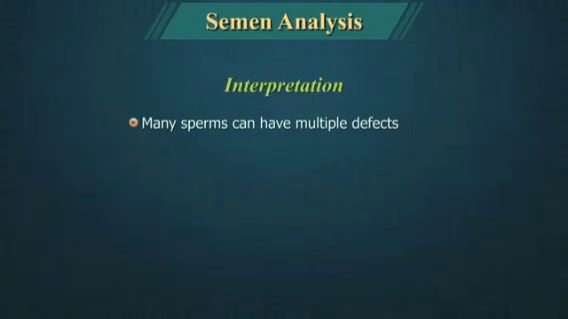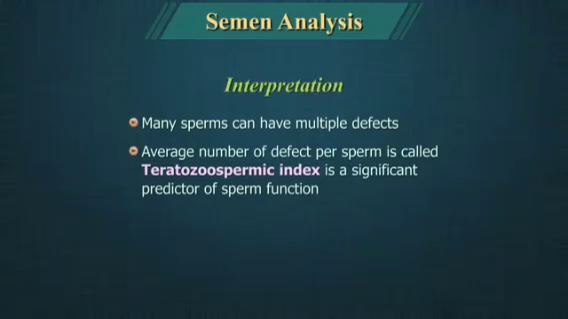Many sperms can have multiple defects. The average number of defects per sperm is called the teratozoospermic index, which is a significant predictor of sperm function.